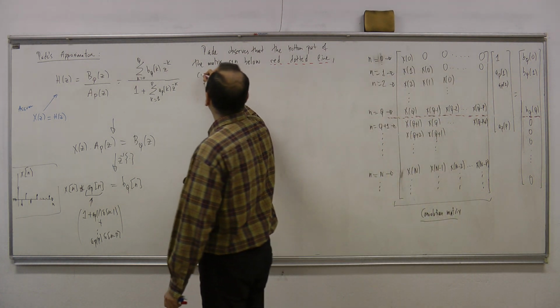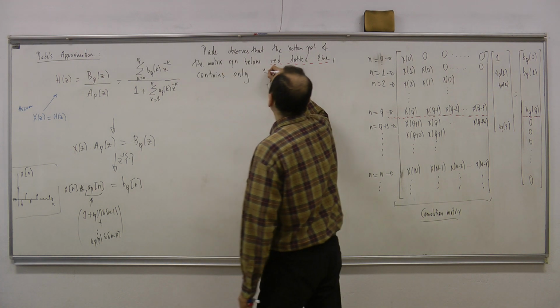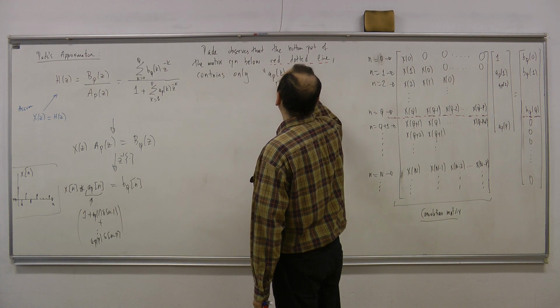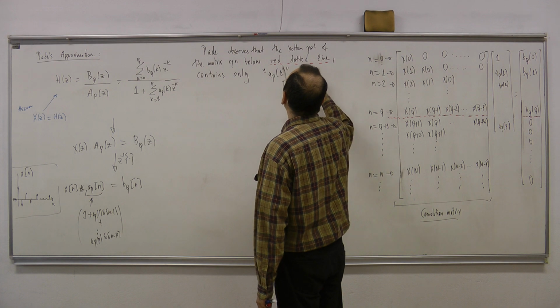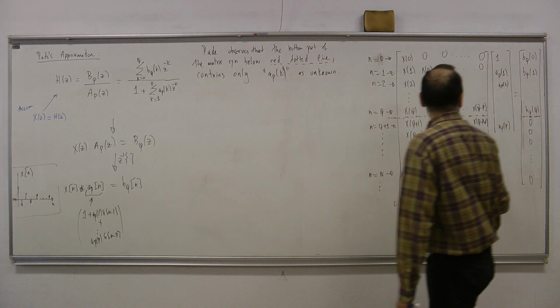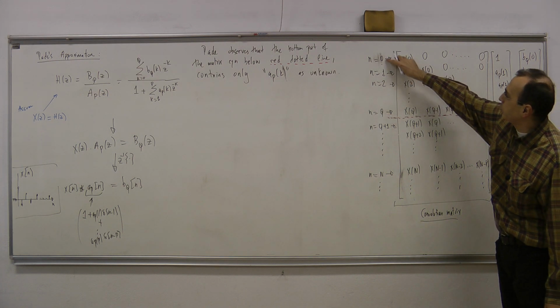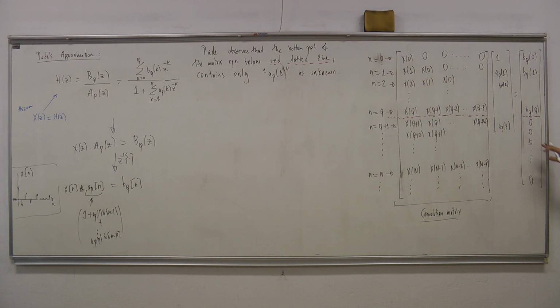contains only a_k as unknown. Okay? Because as you see, the b's vanish after the first Q plus 1 equations, because it starts from 0. But this bottom part has a right-hand side equal to 0, so it's only a function of x and a. Okay? So that is it.